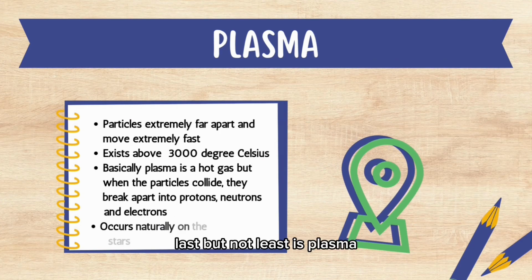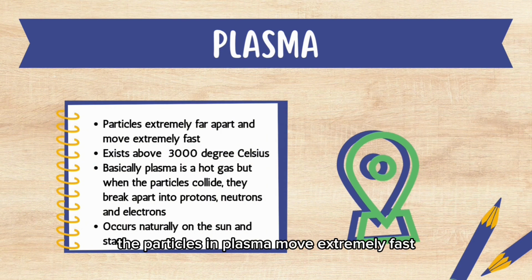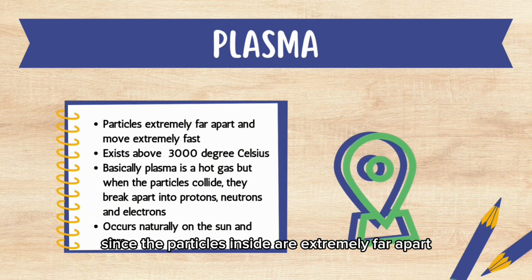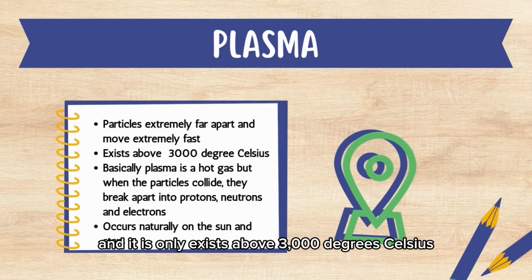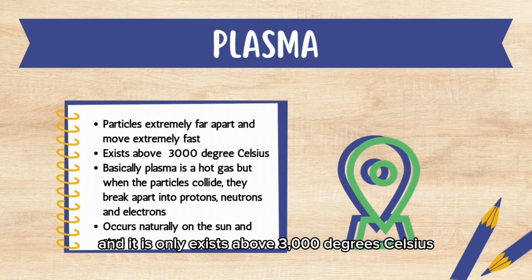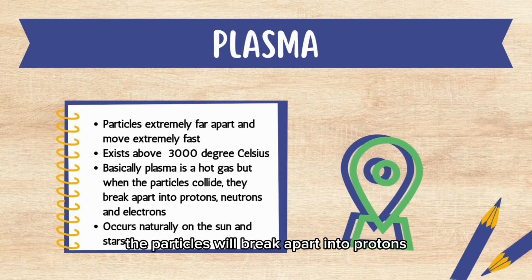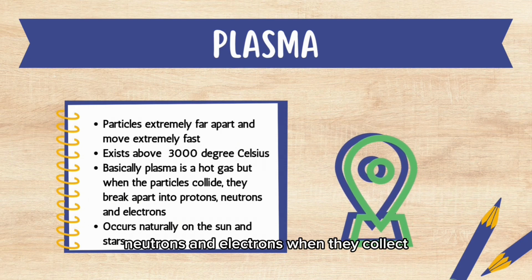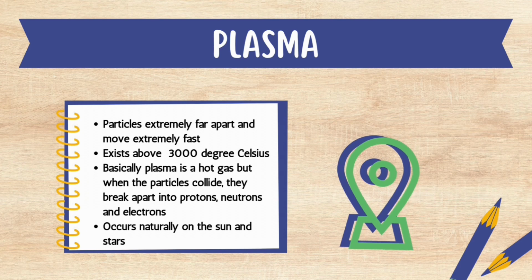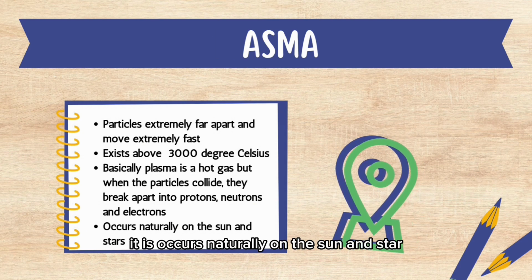Last but not least is plasma. The particles in plasma move extremely fast since the particles inside are extremely far apart, and it only exists above 3000 degrees Celsius. So basically, plasma is a hot gas. The particles will break apart into protons, neutrons, and electrons when they collide. It occurs naturally on the sun and stars.